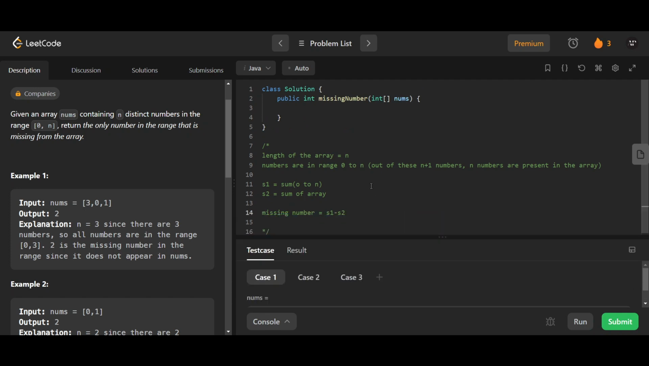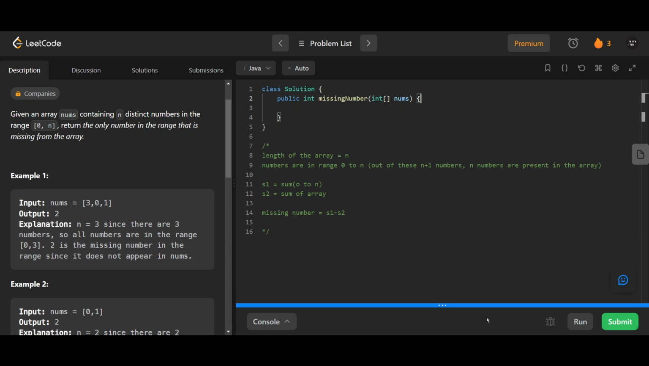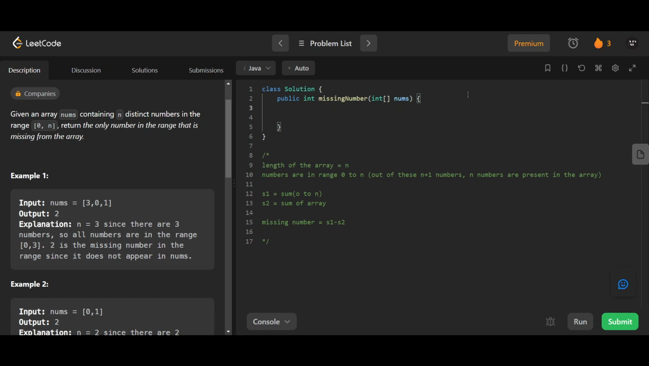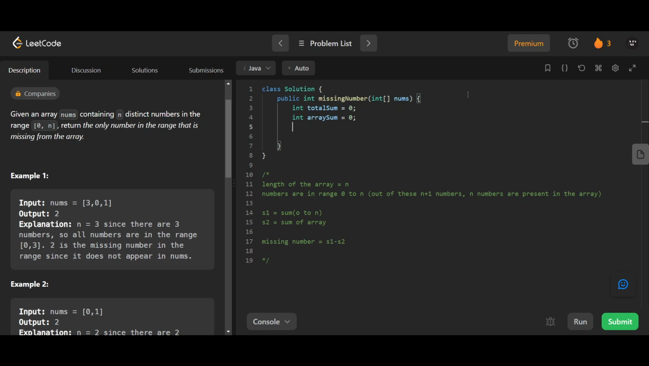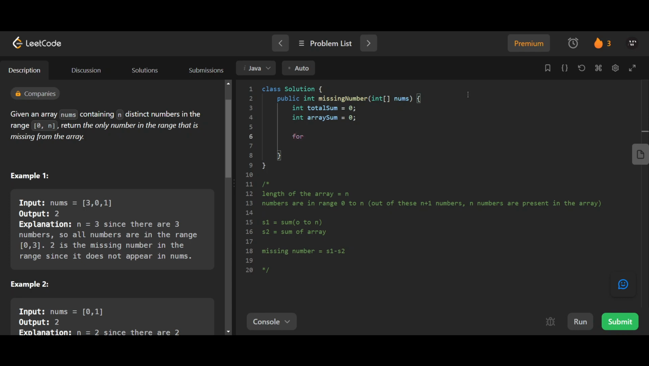Let's quickly see if this gets accepted. There's definitely one solution, so let's try and see if there's an issue with that. So we'll have total sum equals 0 and array sum equals 0. Now, for total sum you could even use math to get it. So total sum is 0 to n, which is 1 to n. So I think it's either n plus 1 by 2 or n minus 1 by 2.